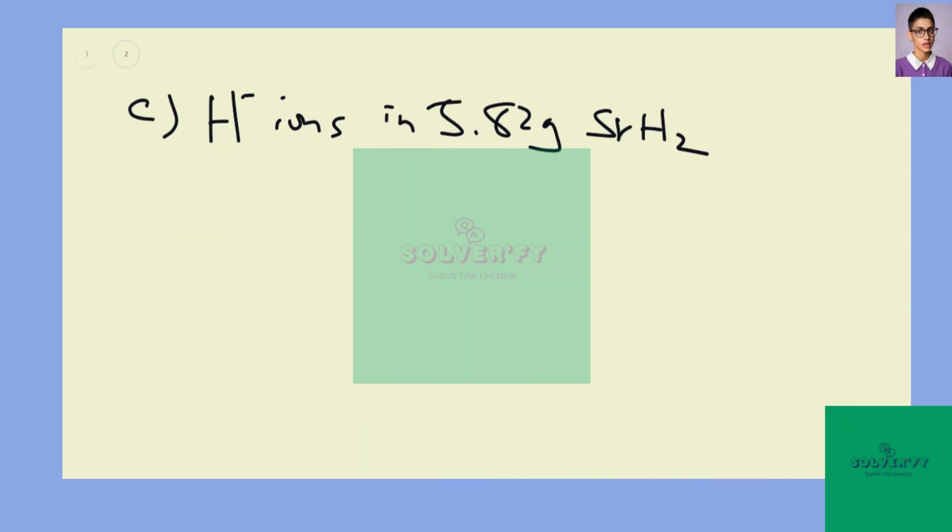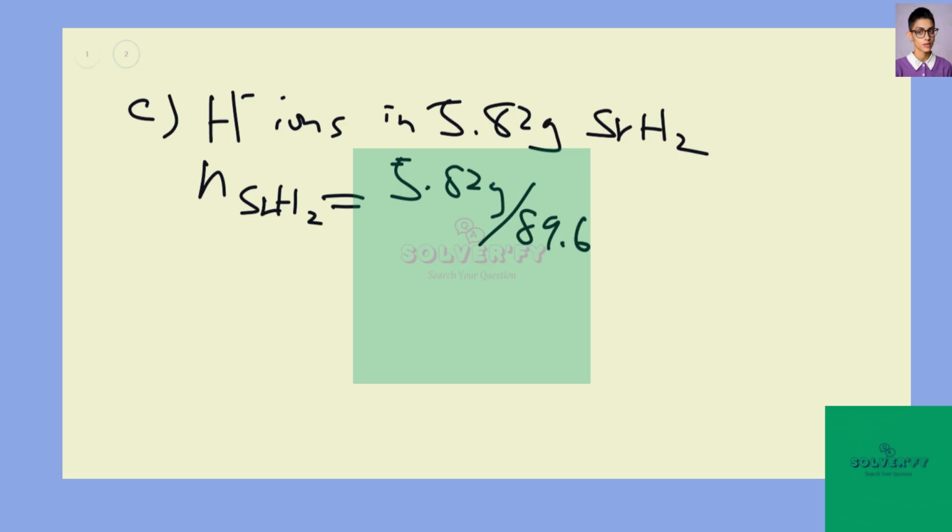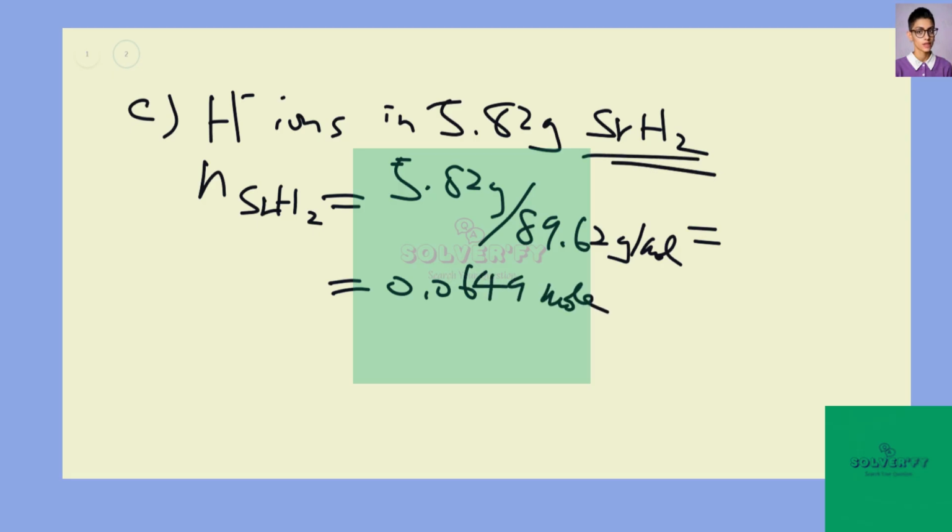Okay, so for part C, what would be the number of hydride ions in 5.62 gram of thorium hydride? So again, let's find out the number of moles of thorium hydride. So it will be 5.62 gram divided by the molar mass of ThH2. So Th is 87.2 plus we have 2 hydrogens, so that's just 2. So 89.2 gram per mole. And then we have 5.62 divided by the answer, and then we should have 0.0649 moles of ThH2.